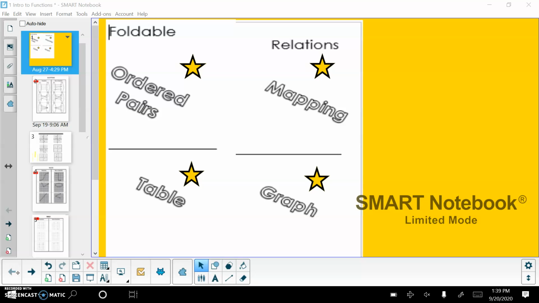Hello, this is our first lesson on the introduction to functions. In this lesson, we're going to look at whether data represented as tables, ordered pairs, mappings, or graphs are functions or whether they are non-functions. And this first video is going to look at data represented in tables and ordered pairs.